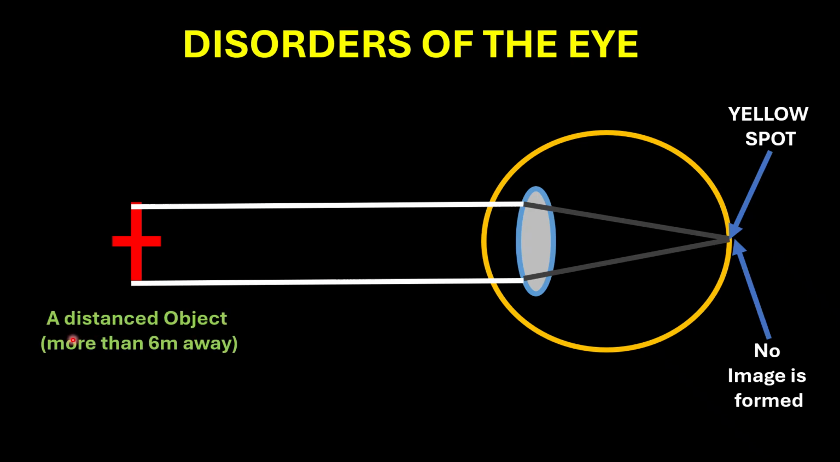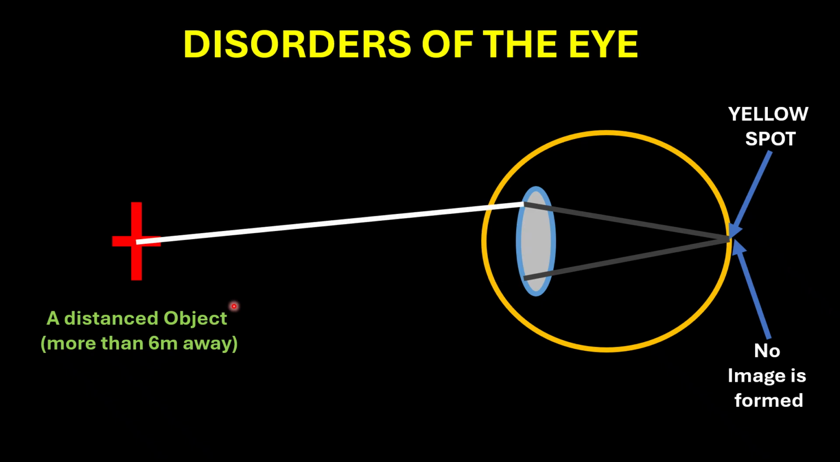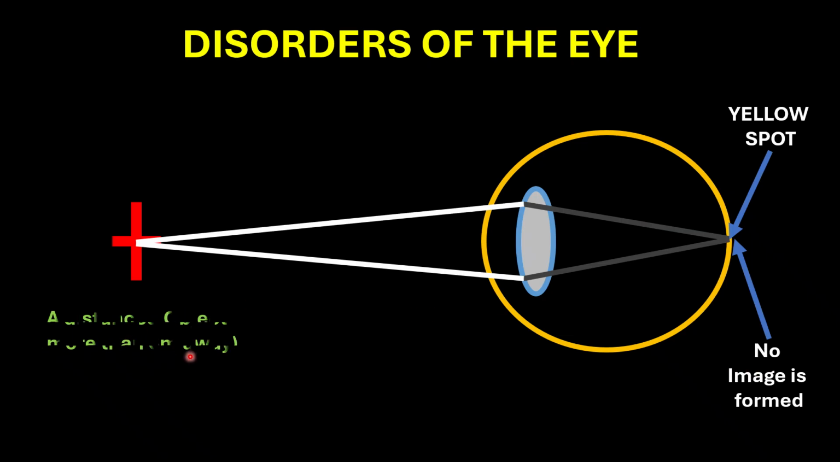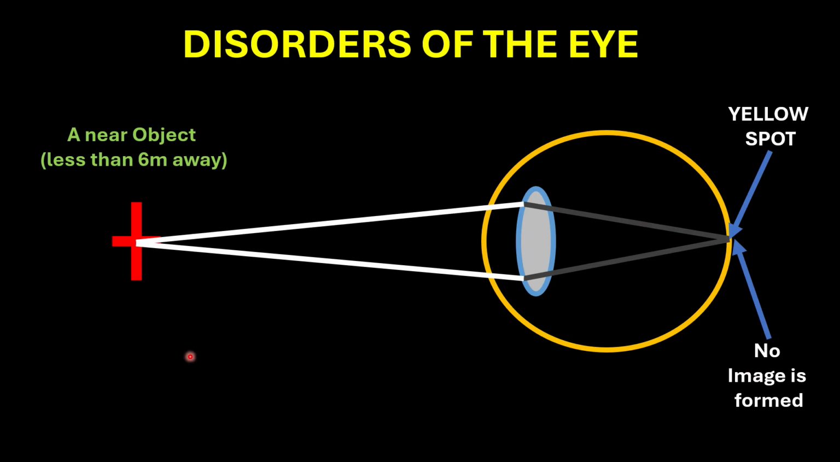You can see the object is actually far away. It is more than 6 meters away. And thus, no image was still formed. So we decided to make some changes. Is it because the person cannot see? Is it because no image is formed since the object was actually more than 6 meters away? So some adjustments were made so that the object will come nearer.